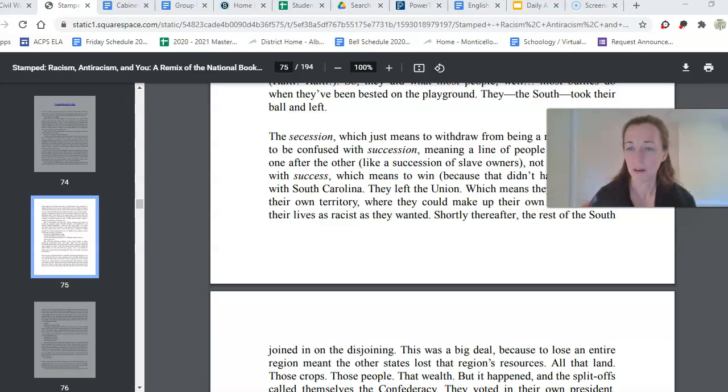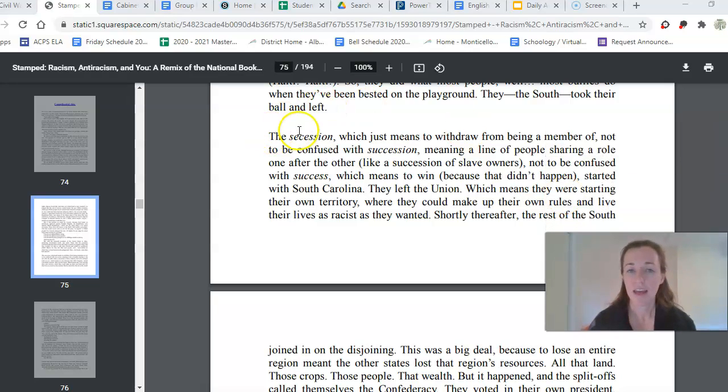So this is the part I really wanted to get into for our slides today. The secession, which just means to withdraw from being a member of, not to be confused with succession, which means a line of people sharing a role one after the other, not to be confused with success, which means to win, because that didn't happen, started with South Carolina. They left the Union, which means they were starting their own territory where they could make up their own rules and live their lives as racist as they wanted.